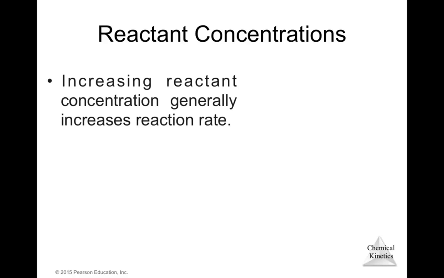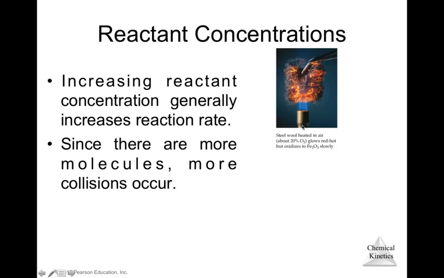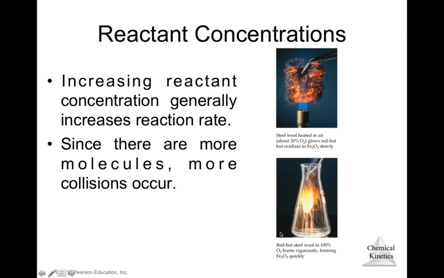Also, the reactant concentration. Increased reactant concentration generally increases reaction rate. Why? Because since you have more molecules, you could have more collisions. If you have more collisions, you increase the probability of the reaction. So here we have an example of a steel tool heated in air. We have 20% oxygen, and we can see here the reaction. It glows. But if you have 100% oxygen, then the reaction is more vigorous, more intense. So the reactant concentration also could affect the reaction rate.